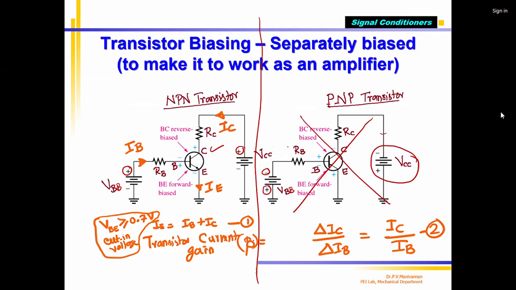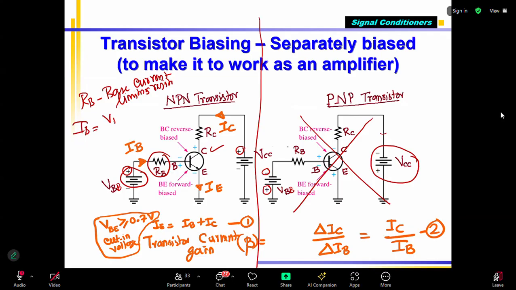Before going next, I am giving a voltage at the base, which I call VBB, connected to a resistor called RB. RB is called the base resistor or base current limiting resistor. Both are the same. Why is it called a current limiting resistor? I already told you IB, which is the base current, is proportional to the VBB voltage you are giving.